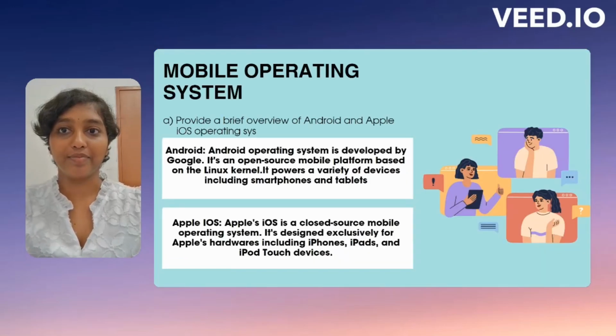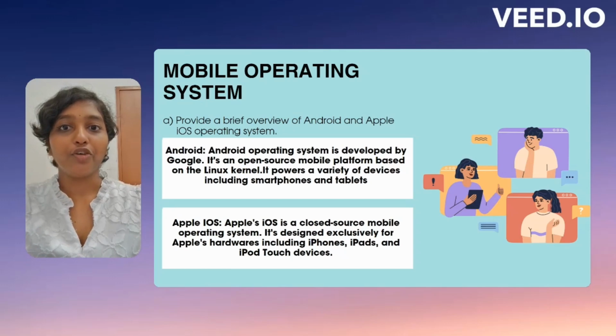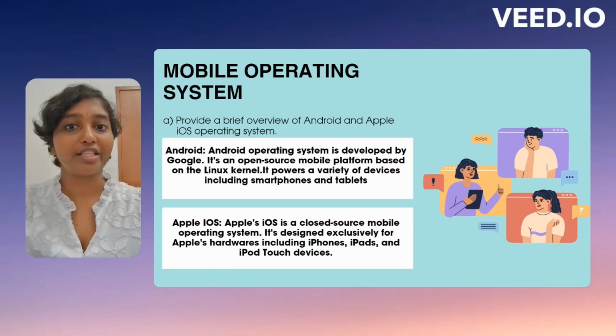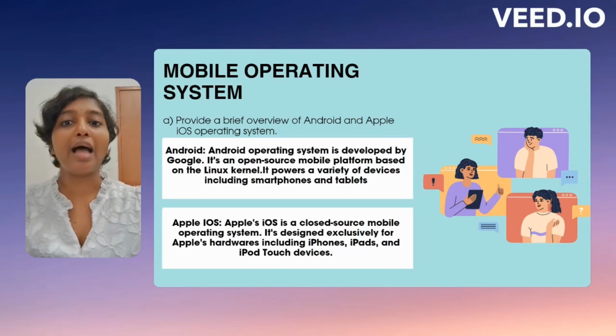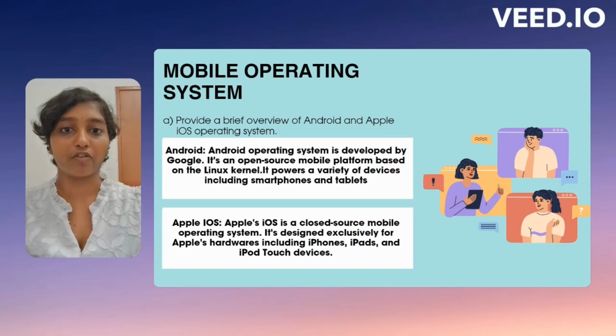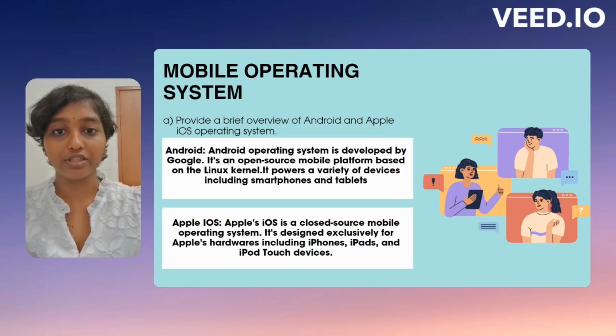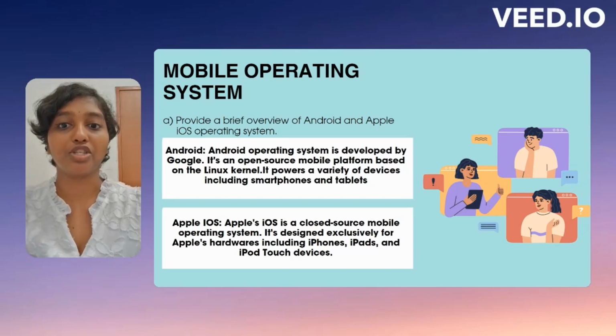Mobile operating system. Brief overview of Android and Apple iOS operating system. Android operating system is developed by Google. It's an open source mobile platform based on the Linux kernel. It powers a variety of devices, including smartphones and tablets. Apple's iOS is a closed-source mobile operating system. It's designed exclusively for Apple's hardware, including iPhones, iPads, and iPod Touch devices.